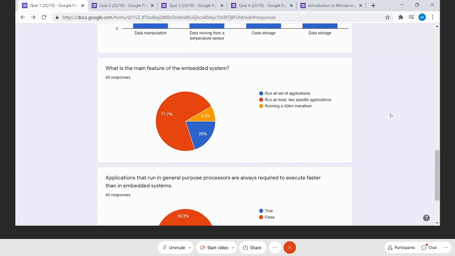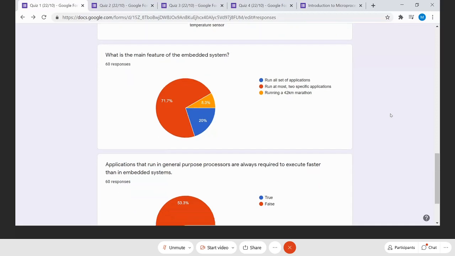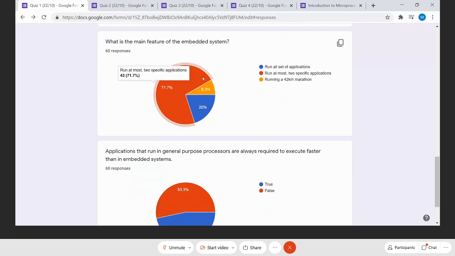So data storing is in RAM, and code storage is in ROM. I will tell you about this later. What is the main feature of the embedded system? The main feature of an embedded system is that it runs at most two special applications. Correct. 71% of you got it correct. And clearly somebody is sleeping. Five of you are still sleeping.